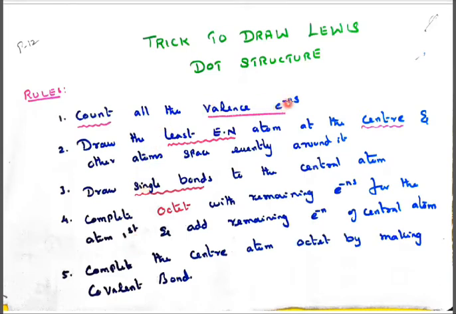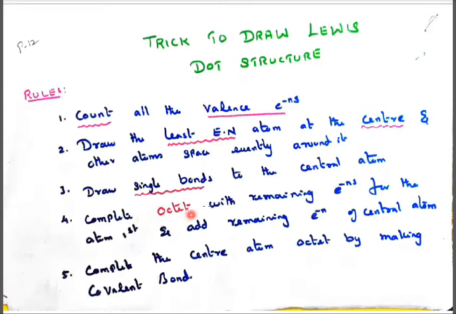Count all the valence electrons first. Then draw the least electronegative atom at the center. At the center, we should write the least electronegative atom, and the other atoms are spaced evenly around it. Then draw single bonds to the central atom. We should first draw the single bond.